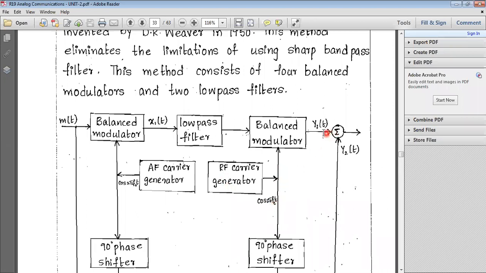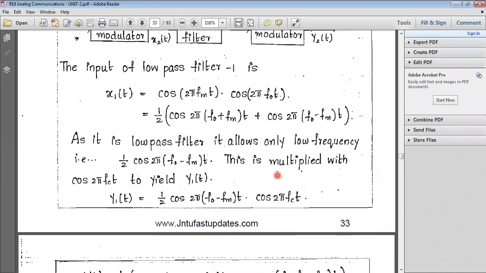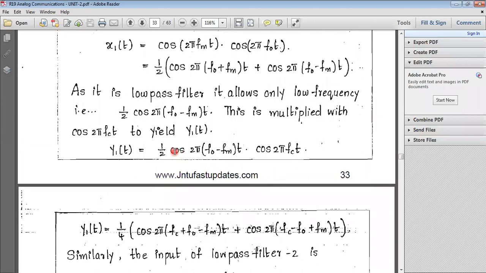So now what is y1 of t? Y1 of t is this signal into this signal. So now you calculate y1 of t. What is y1 of t? Half cos 2 pi into f naught minus fm into t into cos 2 pi fct.